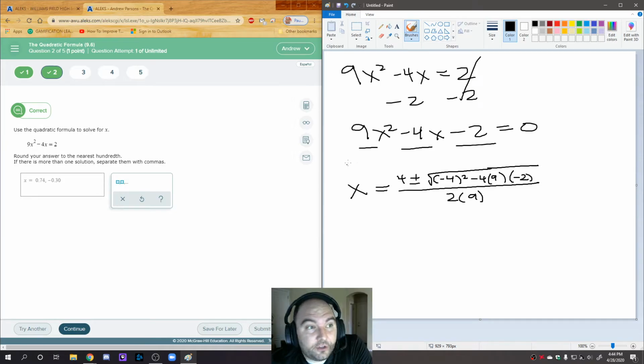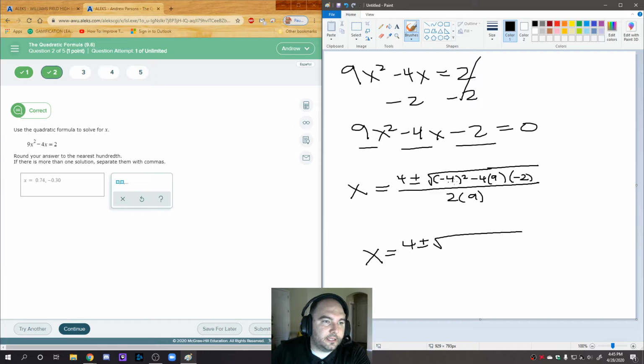All I'm saying is after you've moved it all to one side and put it in the formula, you can just put the formula into your calculator and get the 2 answers. Now, if you were taking a real test, you would want to simplify this and get the exact answers, which in reality is, let me do a little math in here, 16 plus 72 is 88. This equals 88 all over 18. So that's a better answer.